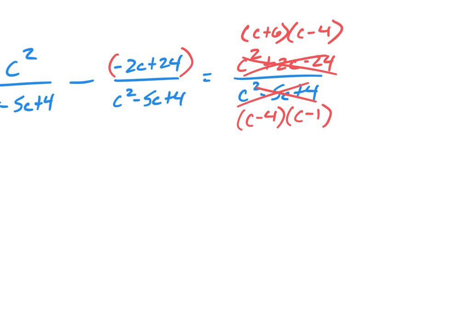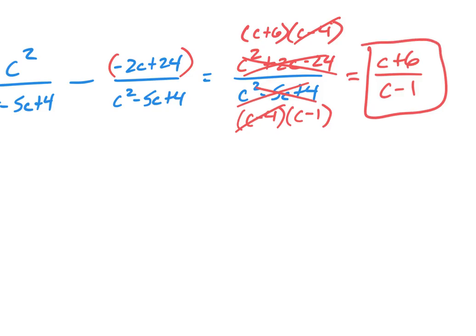And here's why we have to factor it, because now if I look at top and bottom, what do I notice? They can cross out. What are we going to cross out? The c minus 4s. So now we have a c plus 6 left on top. We have a c minus 1 left on bottom. Is it okay for me to knock my c's out here? No, because they're connected by a plus or minus sign. So this would be our answer.